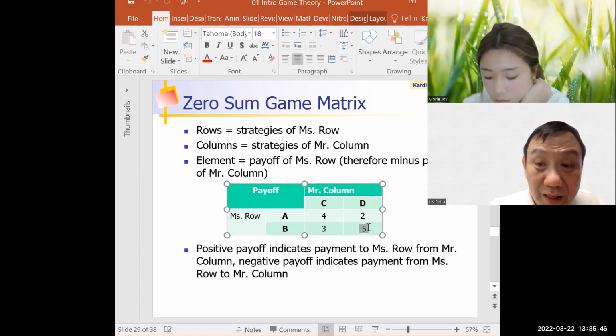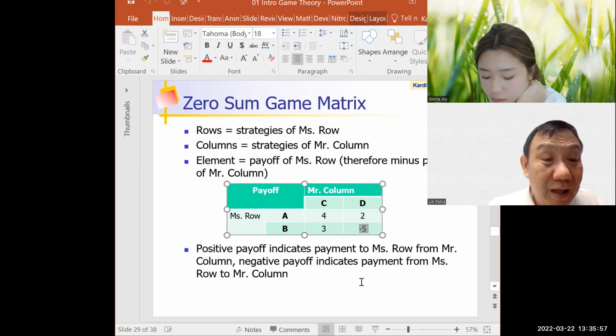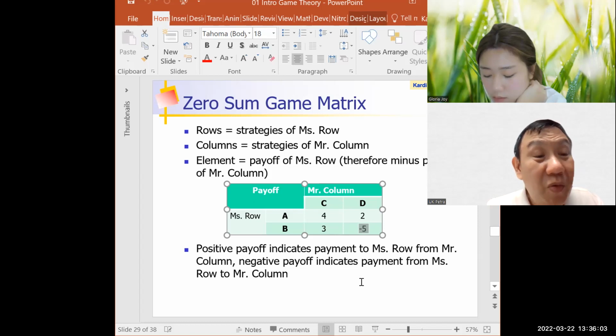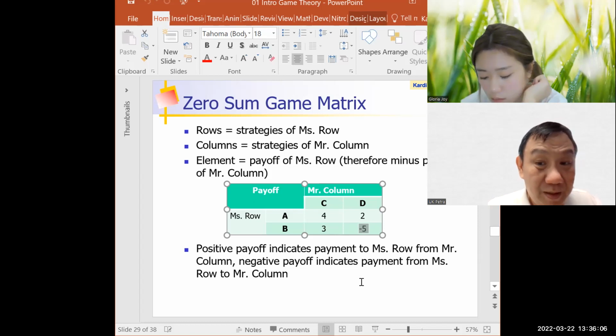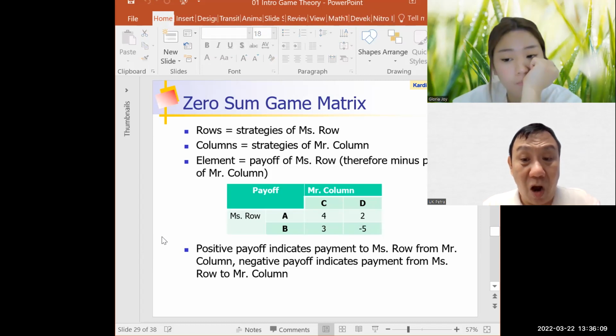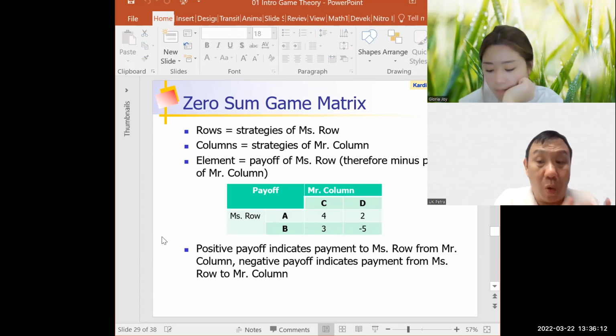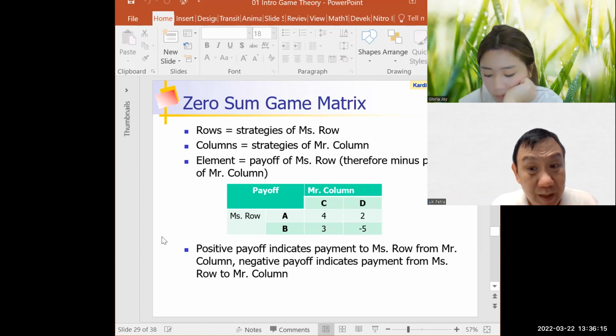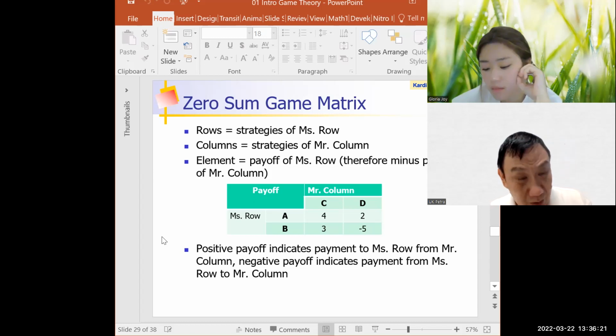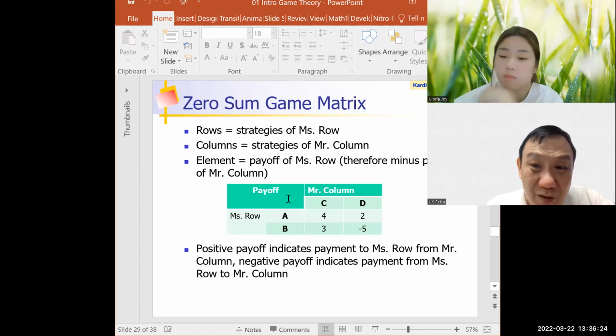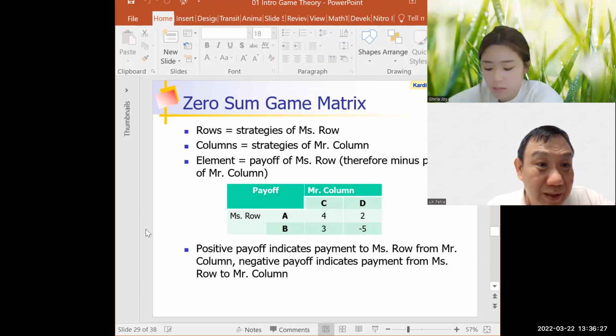If Miss Row selects B and Mr. Column selects D, Miss Row will lose 5. That means Mr. Column will gain 5. So the positive payoff indicates the payment to Miss Row from Mr. Column. The negative payoff indicates the payment from Miss Row to Mr. Column. Is it clear, the meaning of this payoff matrix?